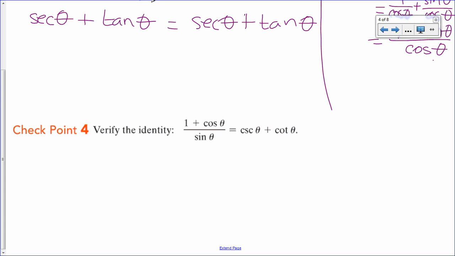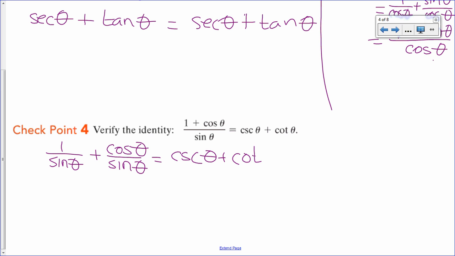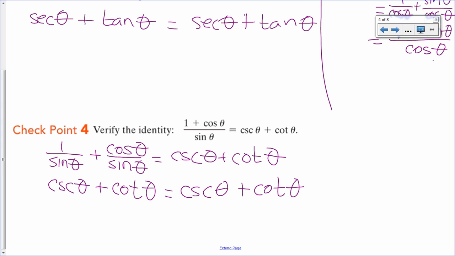Okay, so I'm just going to write my answer here for you to see. So 1 over sine theta plus cosine theta over sine theta. And of course, we want it to look like that. So the first one by the reciprocal identity, that is cosecant theta. And the second fraction by the quotient identity, that is cotangent theta. So that proves that the left and the right side are identical. So the identity is true. So far, they're pretty easy, right? Yes? Okay. Next one.